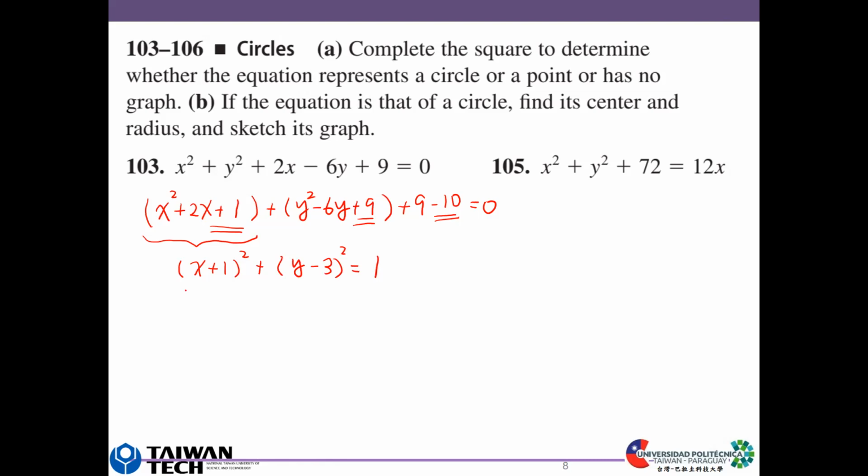So this is the circle. This is the equation of the circle. And then you are able to draw it on the graph. Okay. So any problem with this one? Okay, you should have no problems.